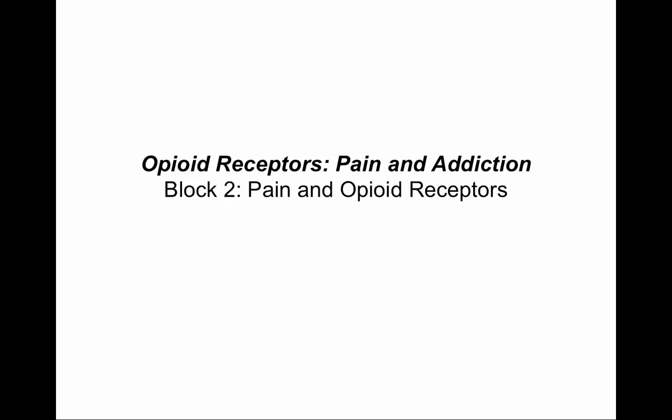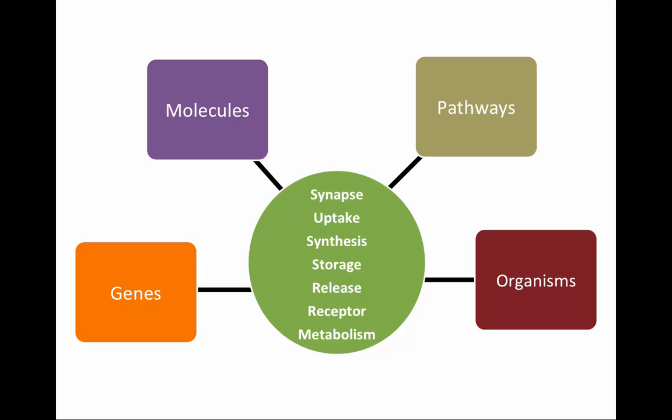I'm Anna Lee, an assistant professor of pharmacology, and this week's topic is opioid receptors, pain and addiction. You've already seen a video of the pain pathway, and in this video I'll talk about pain and the opioid receptors. The opioid receptors fall into the receptor category of this organizing schematic. We'll cover the molecules that act on these receptors, their multiple downstream pathways, and the impact of opioid receptor drugs in people.